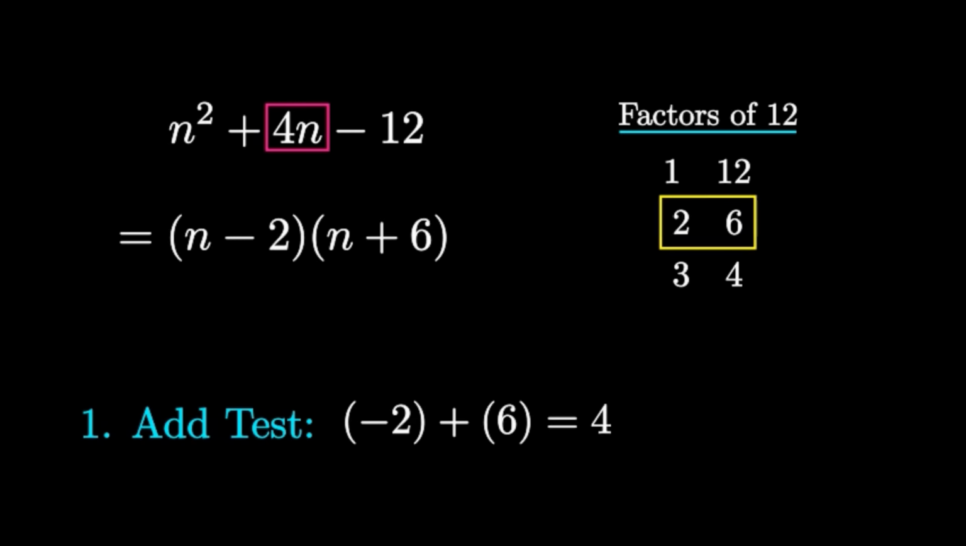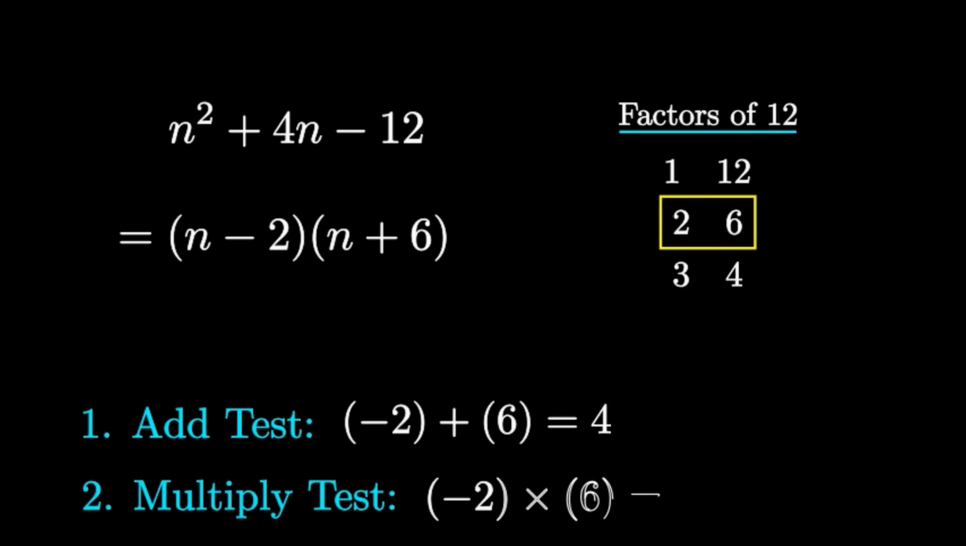After that, we're going to do the second test, which is the multiplication test. Again, you're just taking it at face value: negative 2 times a positive 6. Remember, a negative times a positive is a negative, so this checks out as well.